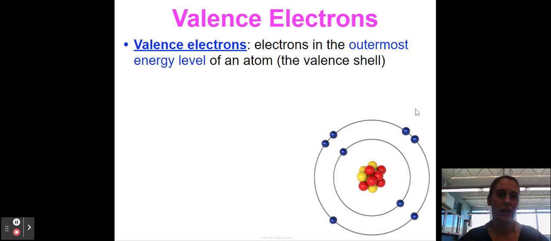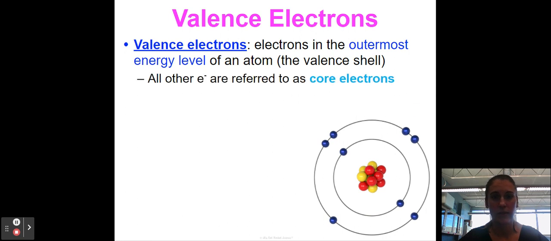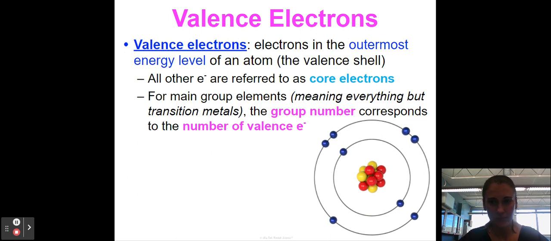Valence electrons are the most important electrons for bonding, at least. These are the electrons in the outermost energy level of an atom, which is called the valence shell. All the other electrons are referred to as core electrons. For main group elements, that means if you skip that middle part, which is the transition metals, the group number corresponds to the number of valence electrons. So, for example, group 1A, which has lithium, potassium, sodium, etc., has one valence electron. The halogens on the other side of the table, group 8A, have 8 valence electrons. But remember, you would skip that middle part.